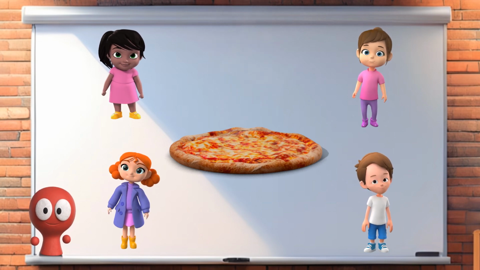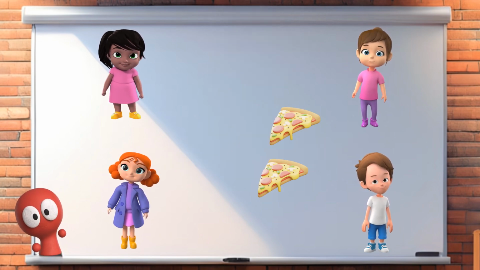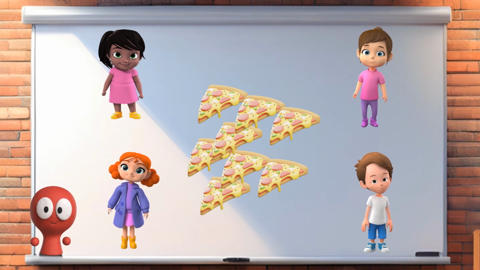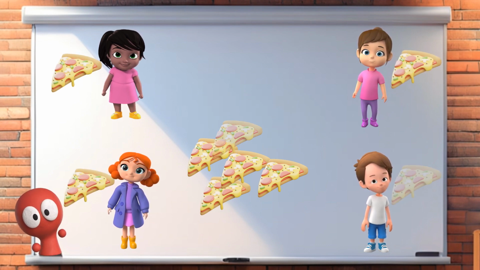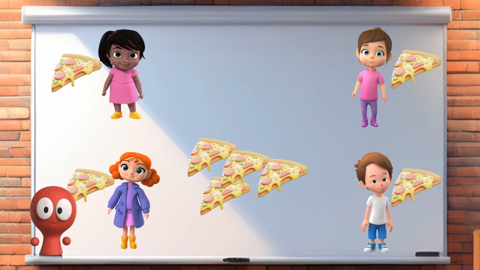That means we have 4 people in total. So we will give each of our 4 friends 1 piece of pizza at a time. 1 for Elisa, 1 for Bella, 1 for Esther, and finally, 1 for Danny. Great! Each friend has 1 piece of pizza.